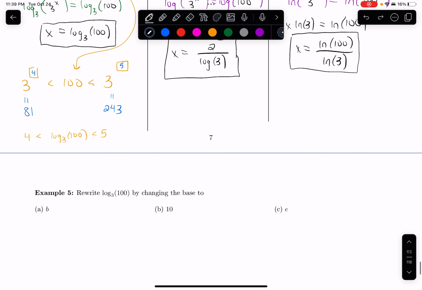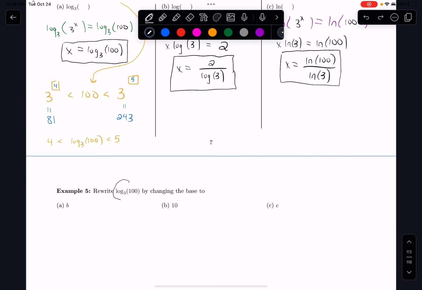And to show that they're actually the same, I'm going to rewrite the first answer, log base 3 of 100, using change of base. So first, I want to just review how that works by changing the base to some arbitrary number. When I change the base on log base 3 of 100, I get a fraction, and I get a log on top and a log on the bottom. I get to make the base be whatever I want, as long as I pick the same thing on the top and the bottom. So part A says, let's change the base to b. So let's do log base b on the top and on the bottom.